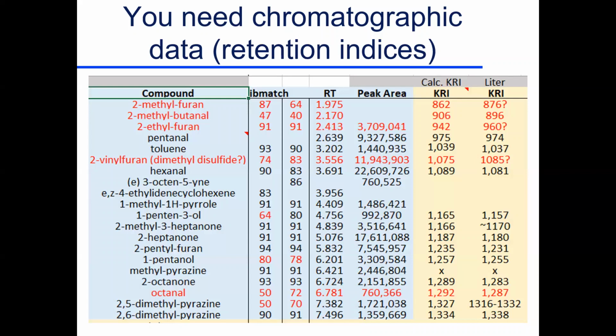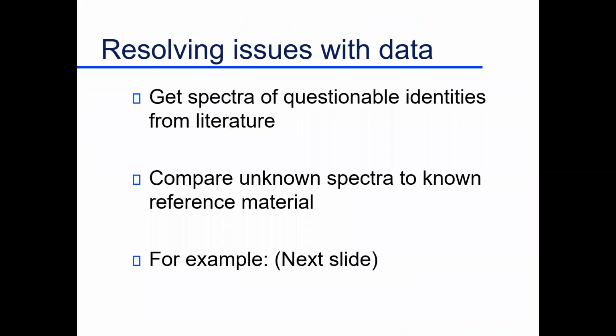But anything in red, you start saying, I want to look more into what has happened to that, or, is that identity correct? And so the next step, for those that you wonder about, you get a spectrum of questionable identity. So how many, 5, 9, whatever it was on the last slide, I would be going to literature.